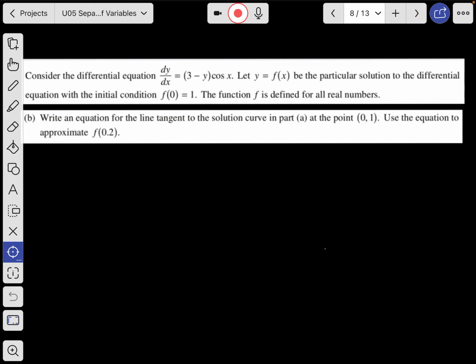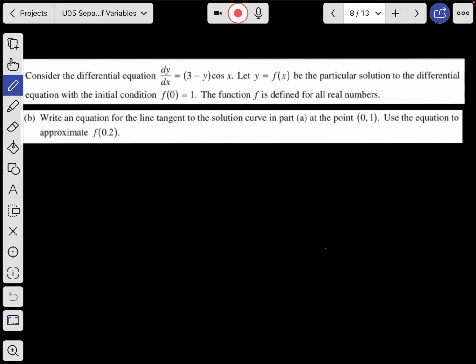All right, so here's an AP question. I think it's from the 2014 test. It says, consider the differential equation. Let y equals f of x be a particular solution with initial condition f of 0 is 1. The function f is defined for all real numbers. Write an equation for the line tangent to the solution at point (1, 0).